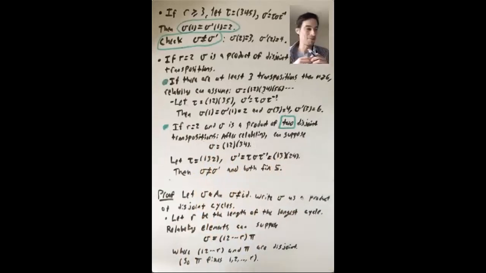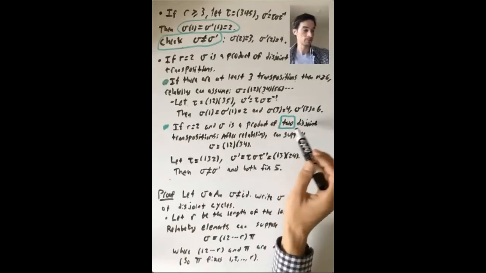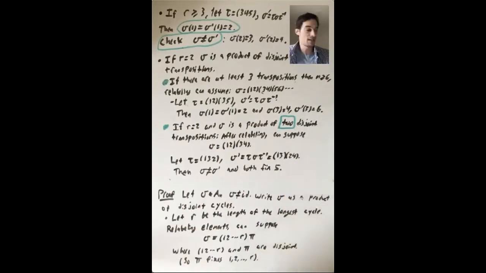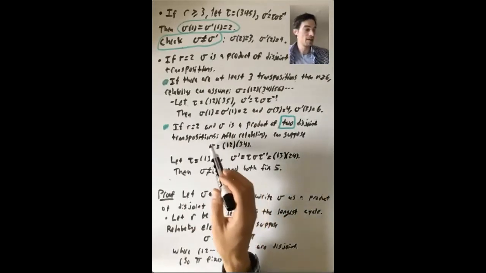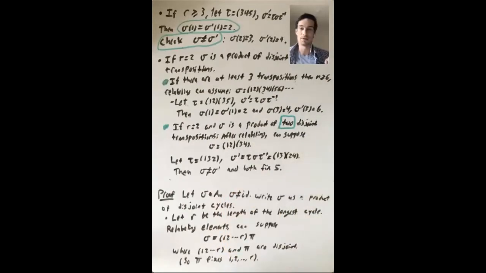So the last case remaining is r equals 2. So the longest cycle length that occurs in sigma as a product of disjoint cycles is 2. So it's just a product of disjoint transpositions. And the number of transpositions that occur is not at least 3. It has to be even. So the only thing left is 2. So after relabeling the elements, you can suppose that sigma is (1 2)(3 4).